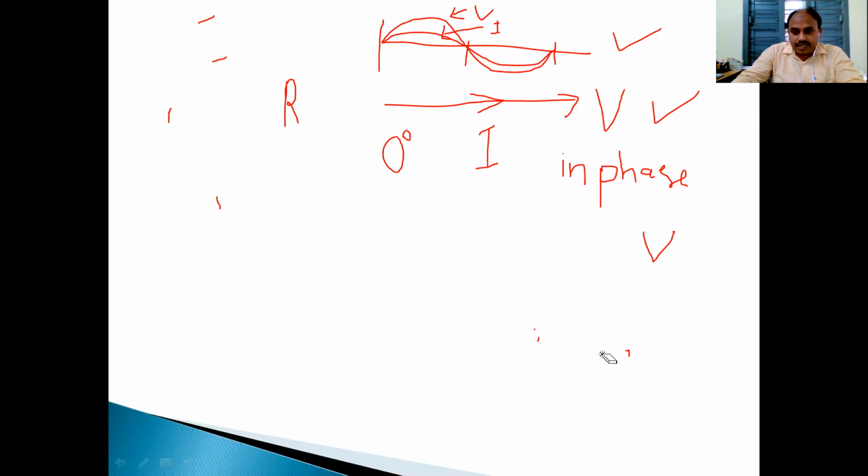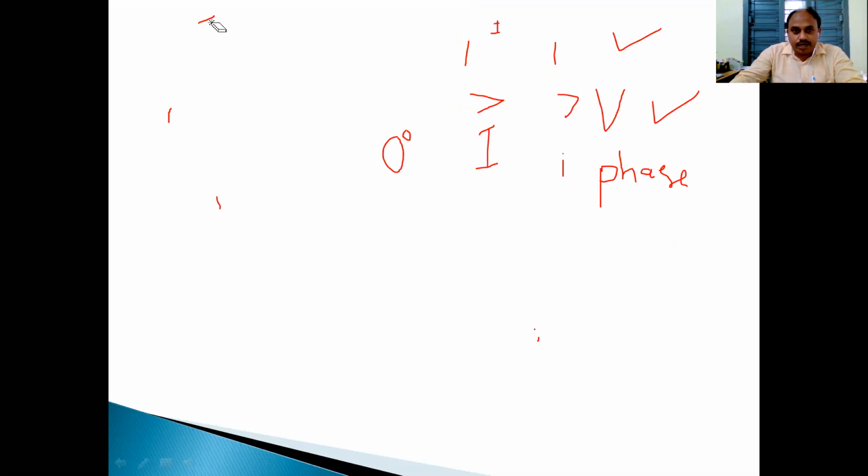Generally, I will explain how the voltages and currents behave in a resistive load, an inductive load and a capacitive load. Then after that we will draw the phasor diagrams for transformers.